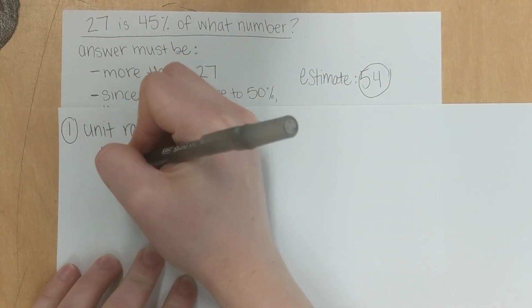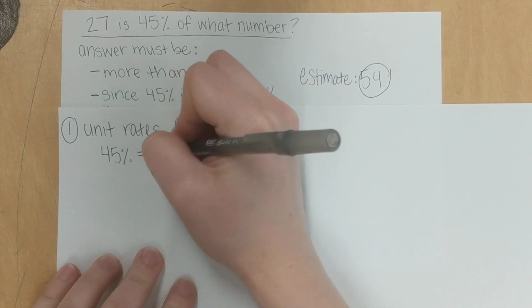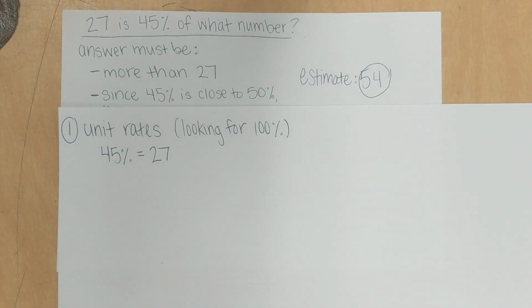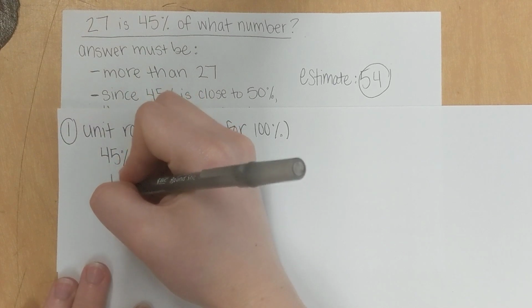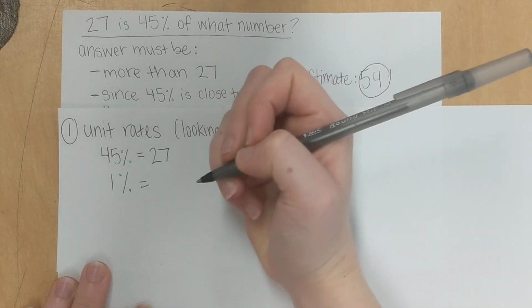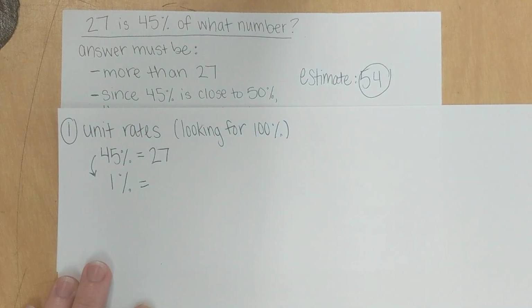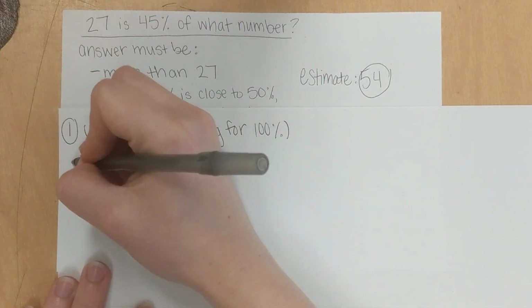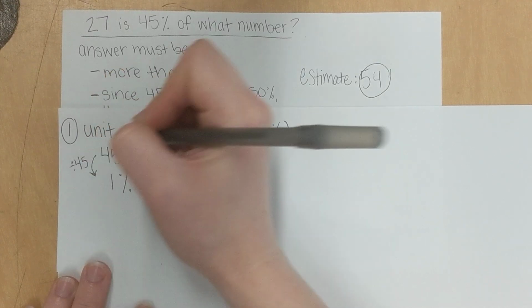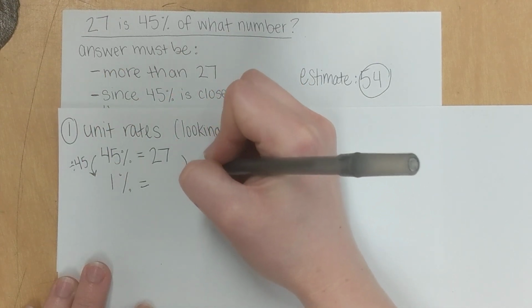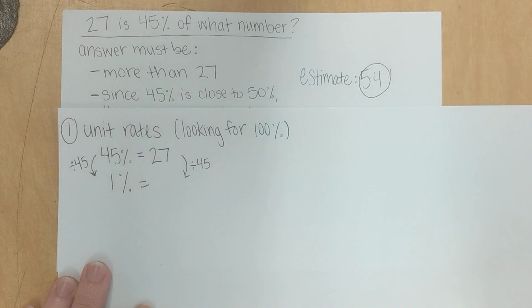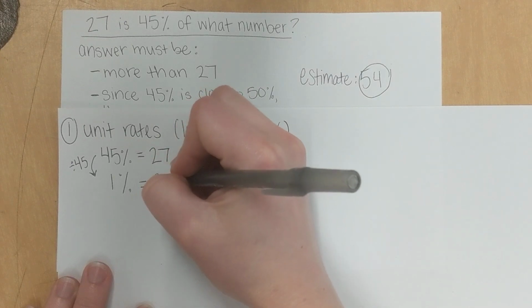Okay, so we're going to start with what you know. You know that 45% is 27. So a helpful percentage you could find would be 1%, because if you know 1%, then you can get to 100%. So to get from 45% to 1%, you have to divide by 45. And if you do that on that side of the equation, you have to do it on this side of the equation as well. So I'm going to take my calculator and do 27 divided by 45. Luckily, it gives me a pretty short decimal, 0.6.